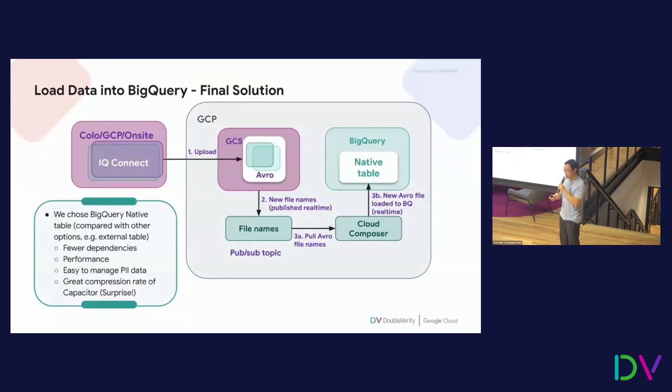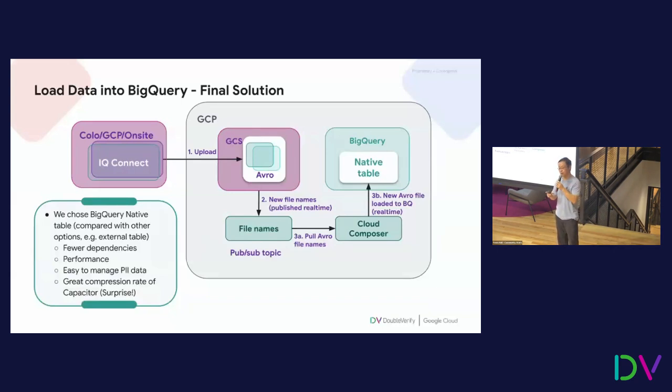So I think this is the final solution. What I want to touch on is that we use a native table, right? What that means is we load everything into BigQuery's internal storage. The internal storage format is called Capacitor. It's a proprietary format. Think of it as like Parquet, but also column oriented, and it actually has a very good compression rate. So in hindsight, this is a really, really good solution.